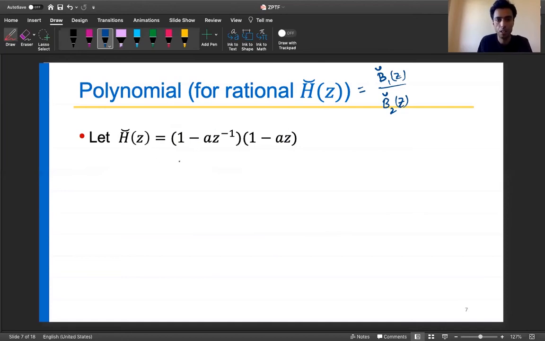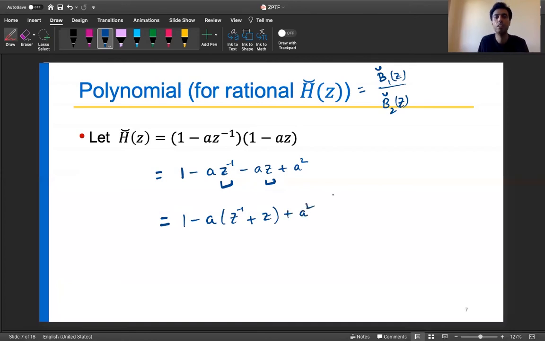Okay, so what can we say about the form of this polynomial? So let me multiply this. 1 minus AZ inverse minus AZ plus A square, right? So what I see is, consider this Z inverse and this Z, both have same coefficients, right? I can write this as 1 minus A times Z inverse plus Z plus A square. So what I find is the coefficients of Z inverse and Z are same.